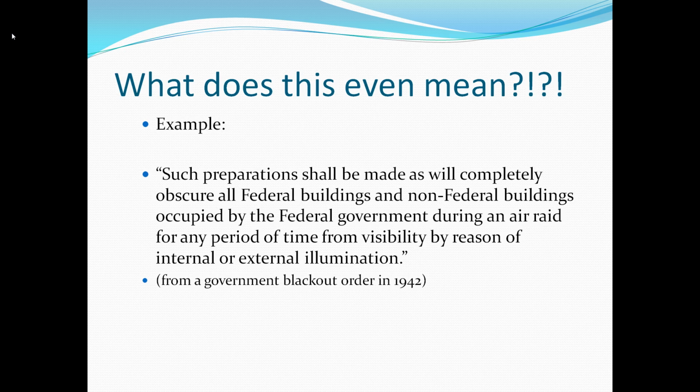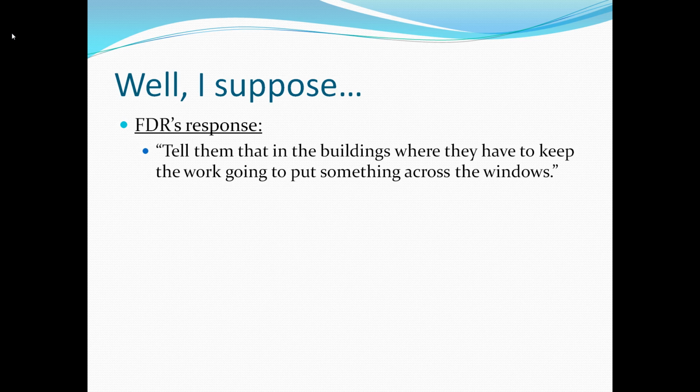For example: "Such preparations shall be made as will completely obscure all federal buildings and non-federal buildings occupied by the federal government during an air raid for any period of time from visibility by reason of internal or external illumination." So what does this even mean? I have absolutely no idea what's happening here. So FDR's response was: tell them that in the buildings where they have to keep the work going, put something across the windows. So it was probably a very easy question that they could have just answered in one measly little sentence instead of that huge paragraph.